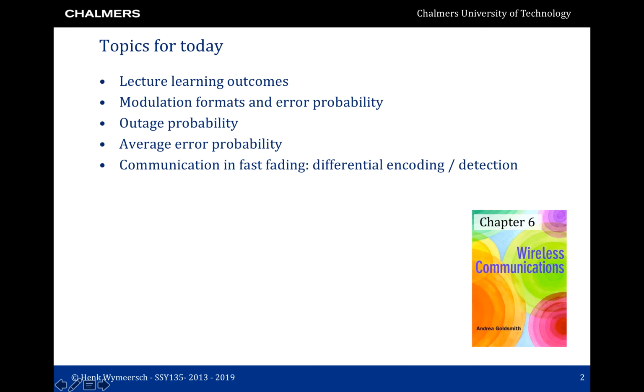In this lecture we will cover part of Chapter 6 of the book Wireless Communication by Andrea Goldsmith, and we will focus on different error metrics for fading channels, including outage probability and average error probability. We'll also talk about differential encoding and detection.